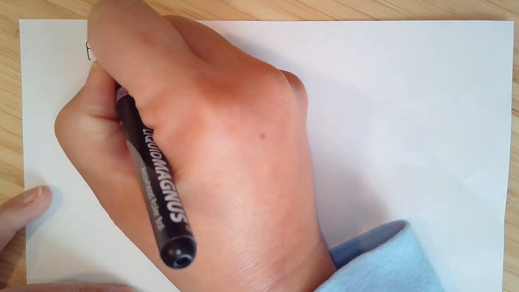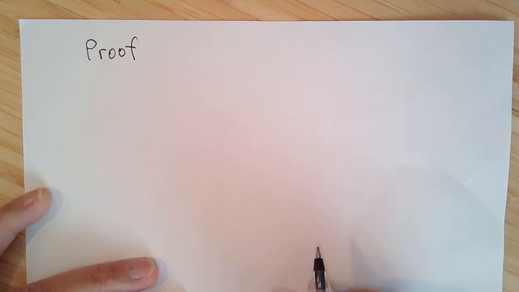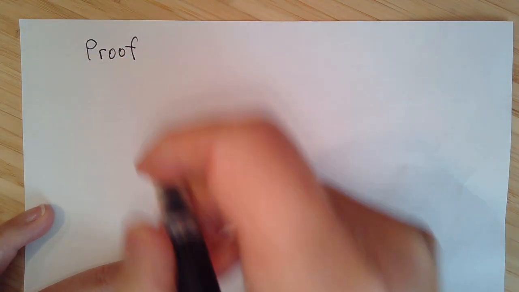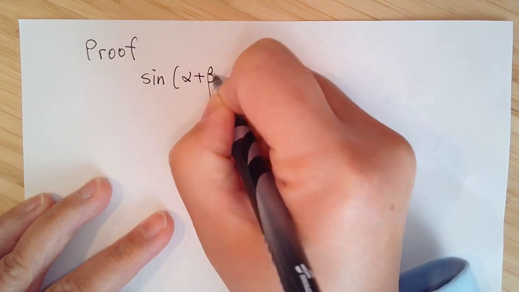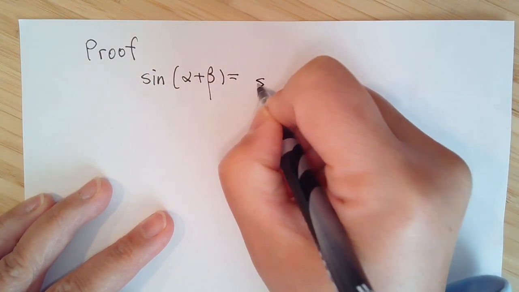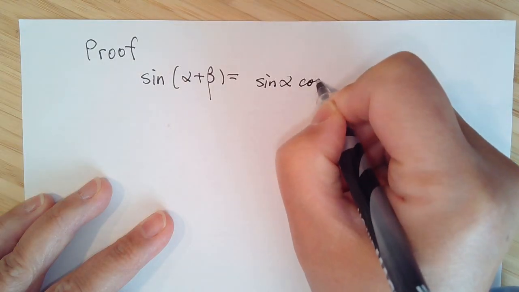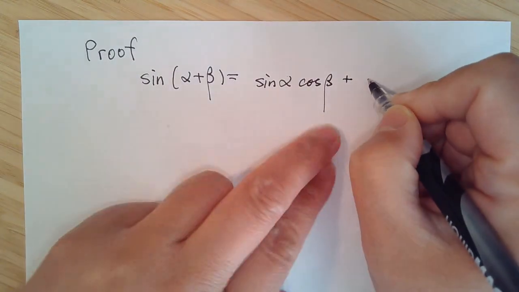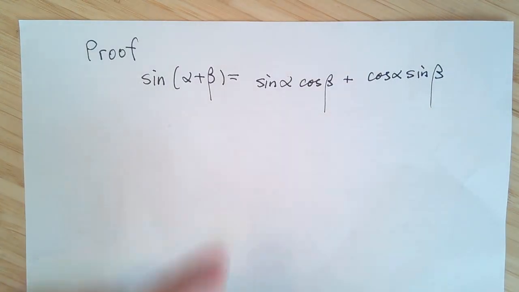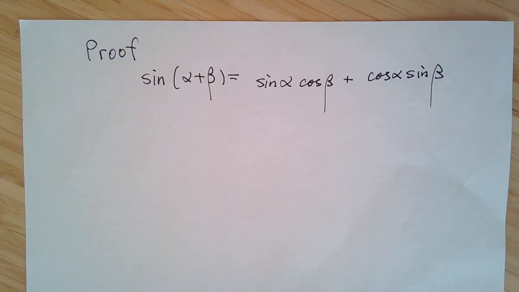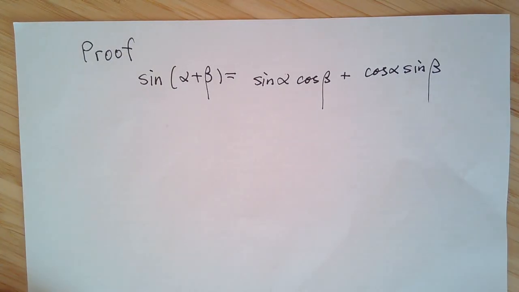I forgot to prove one of the sum and the difference formulas. Let me just prove this. Prove sine alpha plus beta equals sine alpha cosine beta plus cosine alpha sine beta. If I can prove this, then you can prove all the others. This is a little bit of extra. A lot of schools will not require this.